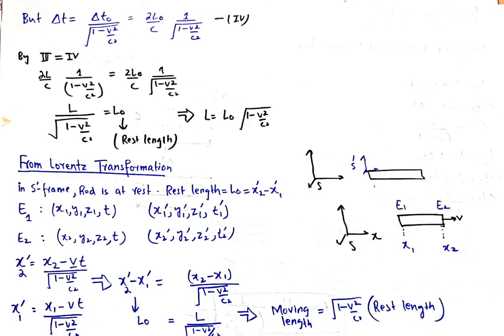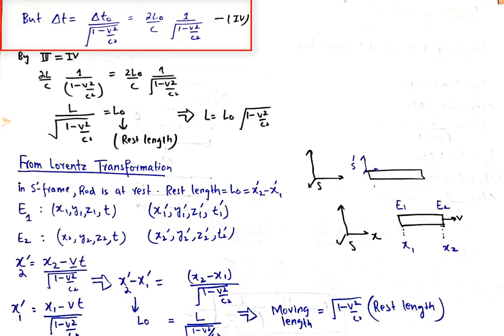In the previous video we talked about time dilation, so we have obtained this relation. If delta t naught is the time interval in the rest frame and delta t is the time interval in a frame in which the setup is in motion, then we have this relation between these two time intervals. We have derived this relation. Here we know that this delta t naught is 2L naught by C.